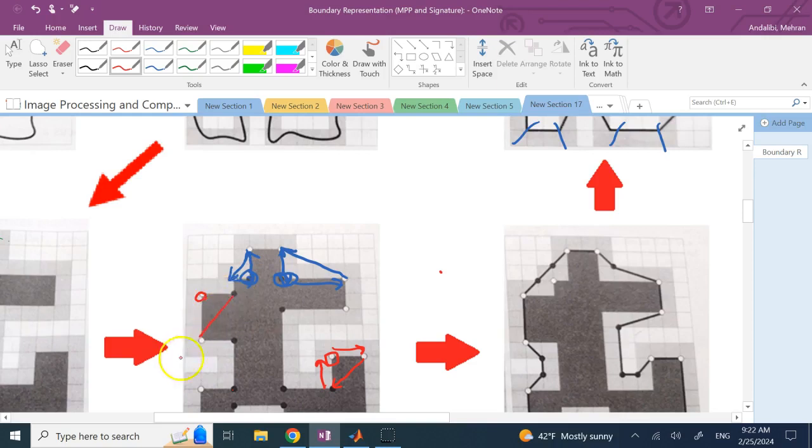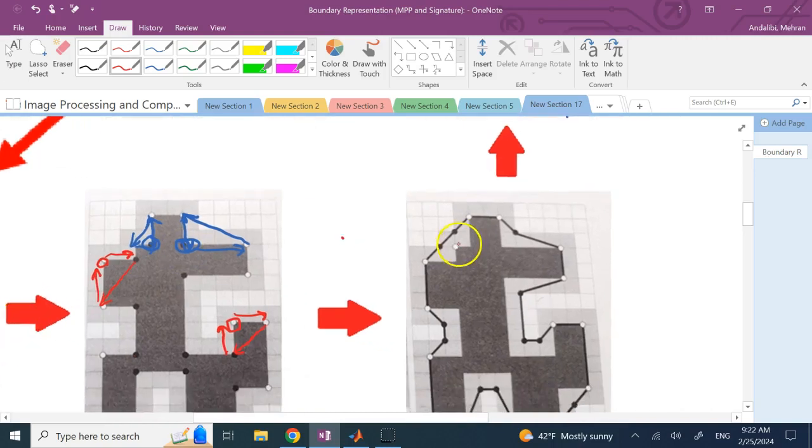Or again, look at this one. I connect these two, and then look, here. I go clockwise. So I can see it by positive or negative side. And also here, as I said, we neglect this point. How do we know we should neglect this point?